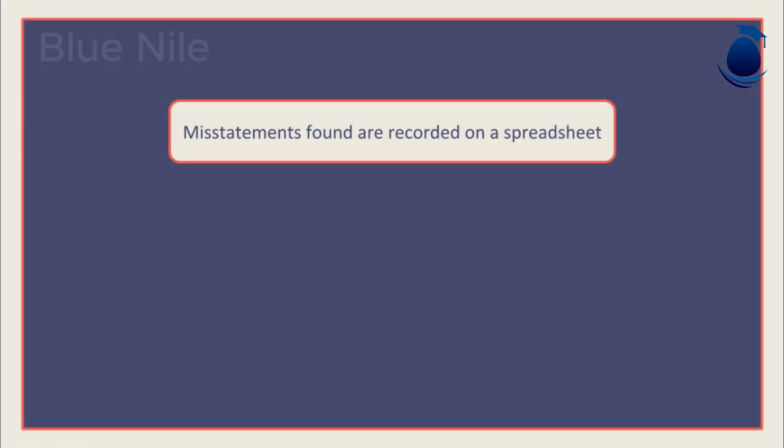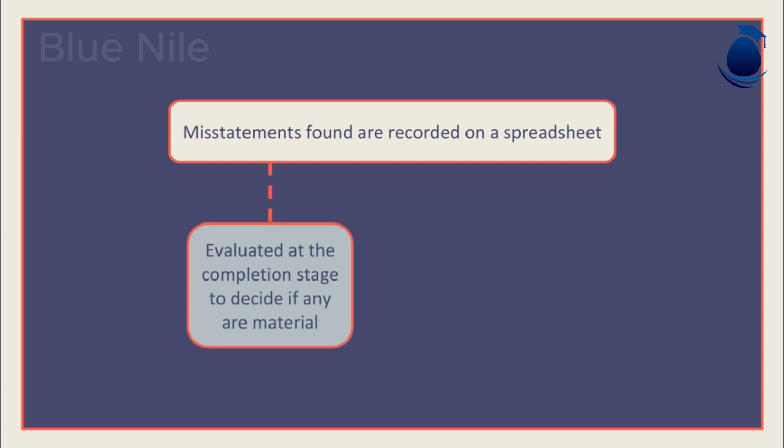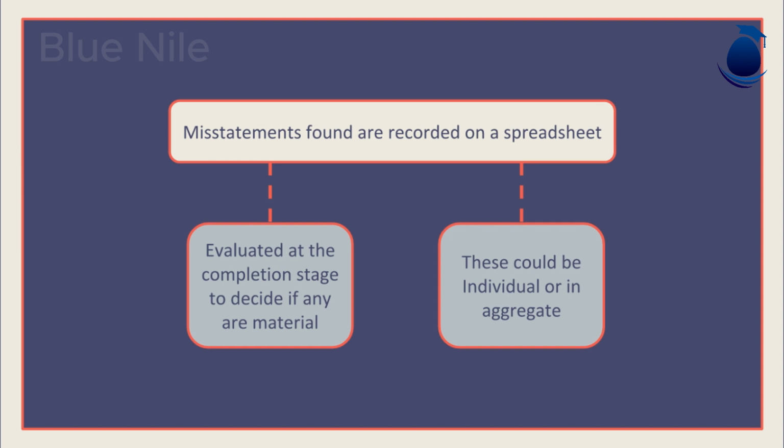All misstatements detected are usually recorded on a spreadsheet during the course of the audit. At the completion stage, the auditor should evaluate these misstatements to see if there is a material misstatement that should be amended in the financial statements. Remember, this could be an accumulation of many small errors within a balance that add up to a material misstatement.